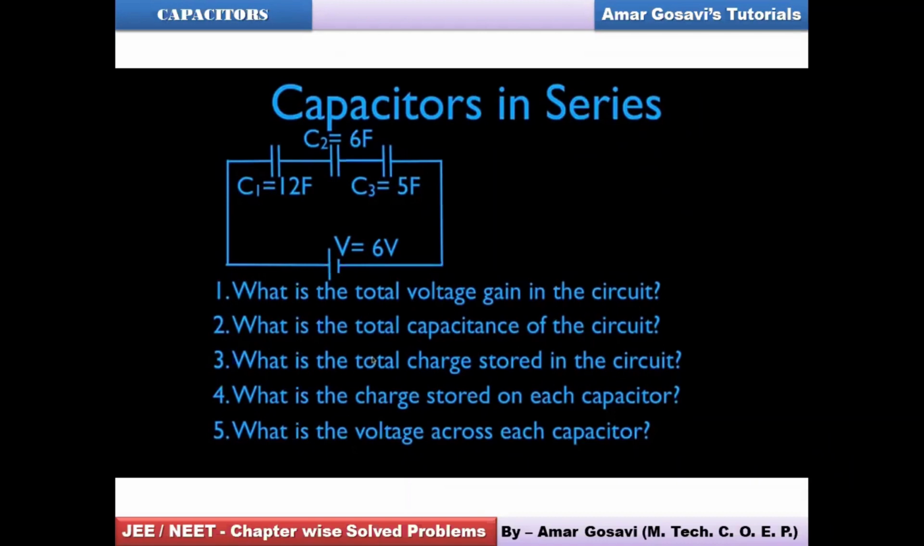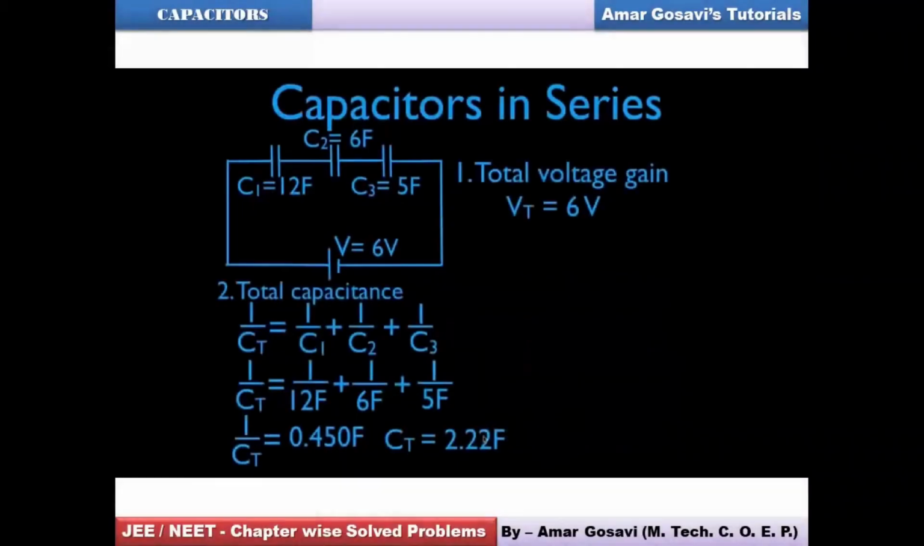Okay, I believe you have noted down this problem. So we will try to answer these questions with the help of the concepts which we have studied. The first point is about total voltage gain. They say directly, it's visible over here, 6 volt. Total capacitance you can work out as 1 by C1 plus 1 by C2 plus 1 by C3, and then the reciprocal of that. So ultimately it will amount to 2.22 farad. When you solve it, you will get these answers.